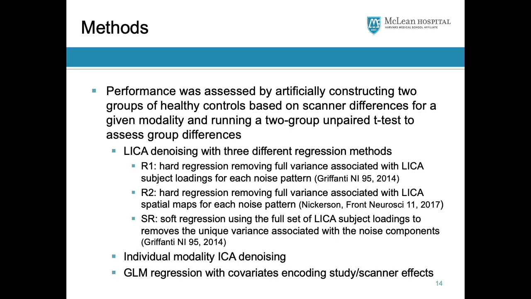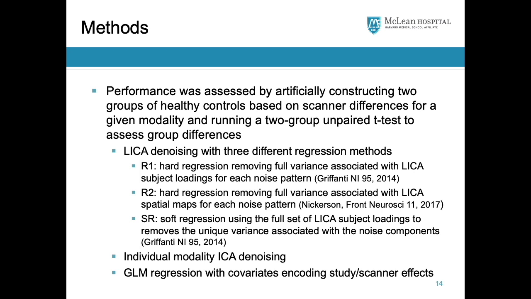The performance of our technique was assessed by artificially constructing 2 groups of healthy controls based on scanner. In other words, healthy controls pre-TIM upgrade and healthy controls post-TIM upgrade. If you do a 2-group t-test to look at group differences between those 2 sets of healthy controls, there should be no group differences because they're just healthy controls. So any group differences would be due to the TIM upgrade, for example.